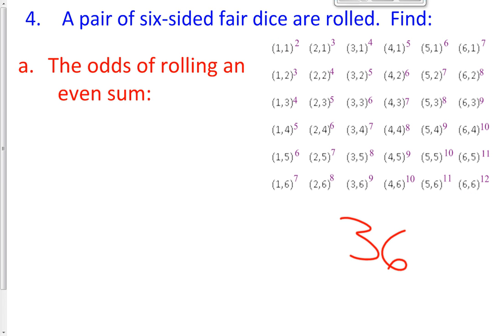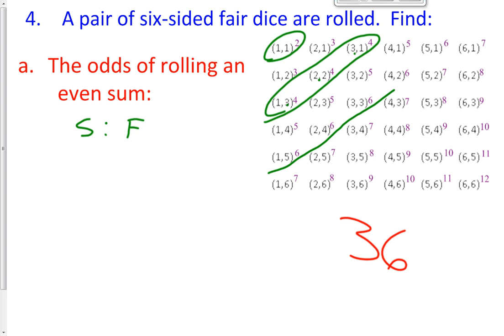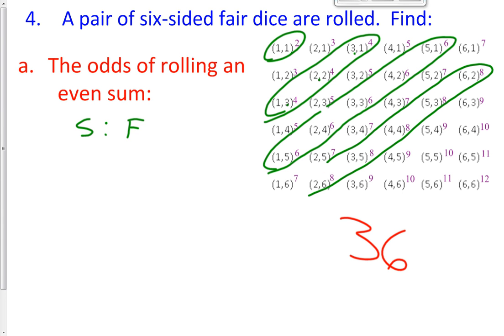What are the odds of rolling an even sum? So the odds for something is the successes versus the failures again. So you want an even sum. That's your success. So here are the even sums, and I'll count them through the board, including 8, 12 and the rest.